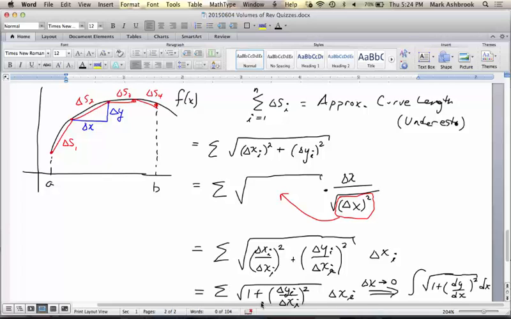So this whole thing, the sum of, this was just delta s, right? This was just our changing around delta s, becomes the integral of the square root of 1 plus the derivative squared, dx. And so now our bounds, we can go from a to b, because it's in terms of x now. So that's our length of our curve.